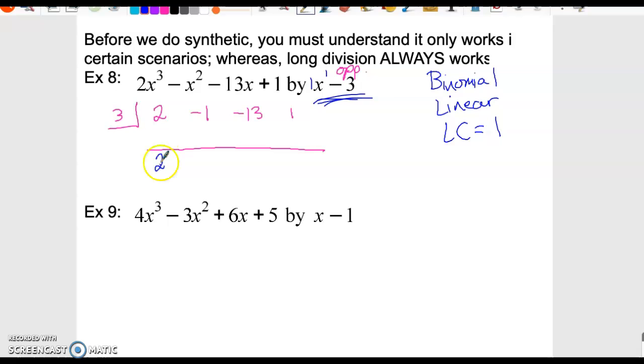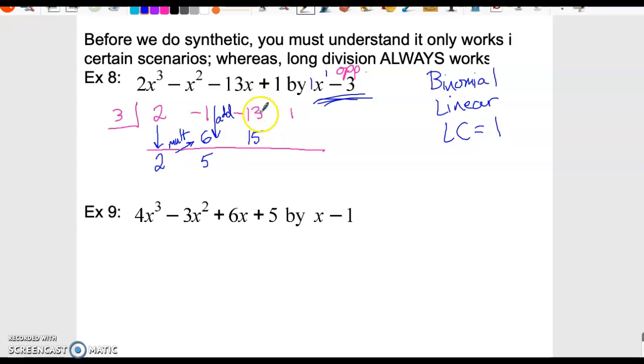So to do synthetic, you just add straight down. Well, there's nothing to add to 2, so you just bring this down, and you multiply by what's in the box. That's why I put it in a box, because we go back to it over and over again. 2 times 3 is 6. Adding straight down, -1 plus 6 is 5. Maybe I should write that down. You add as you go down, and you multiply by what's in the box.